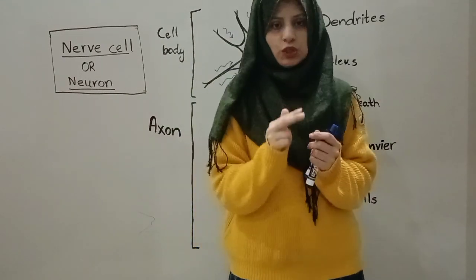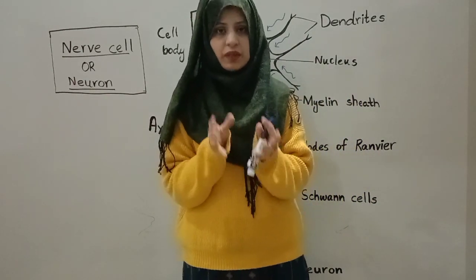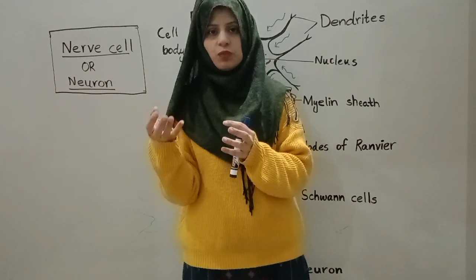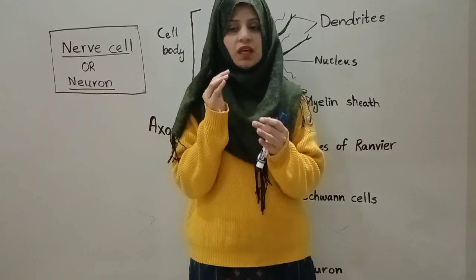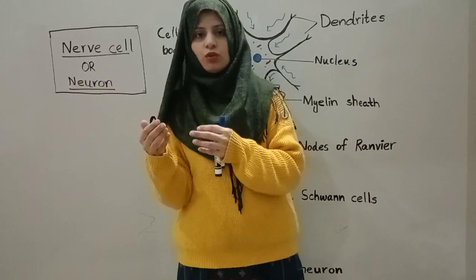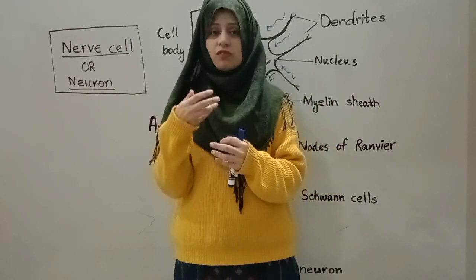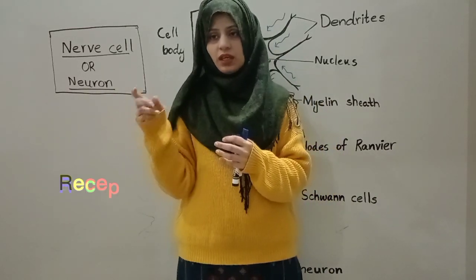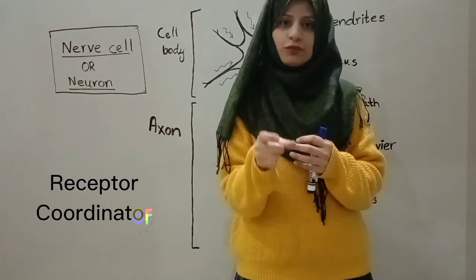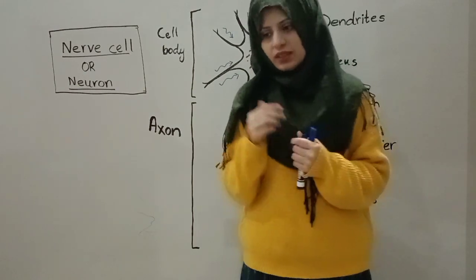Let's talk about the function of the neuron. The function of a neuron is that it conducts nerve impulses. Nerve impulses are chemical changes which may travel in the form of waves. Neurons conduct nerve impulses from one neuron to the other, from receptors towards the coordinator and from the coordinator towards the effector to show some response. Let's talk about the receptors.